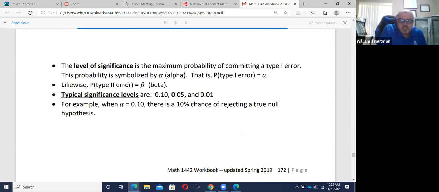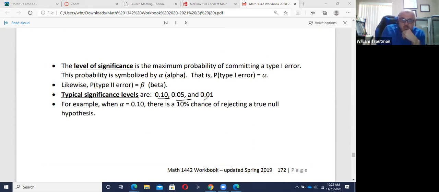So the level of significance deals with Z values, type of significance, the levels of significance. You can have 10%, 5%, 1%.